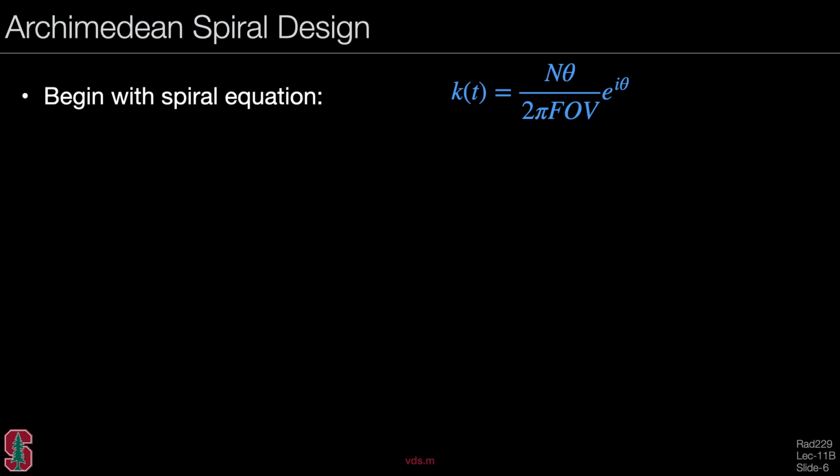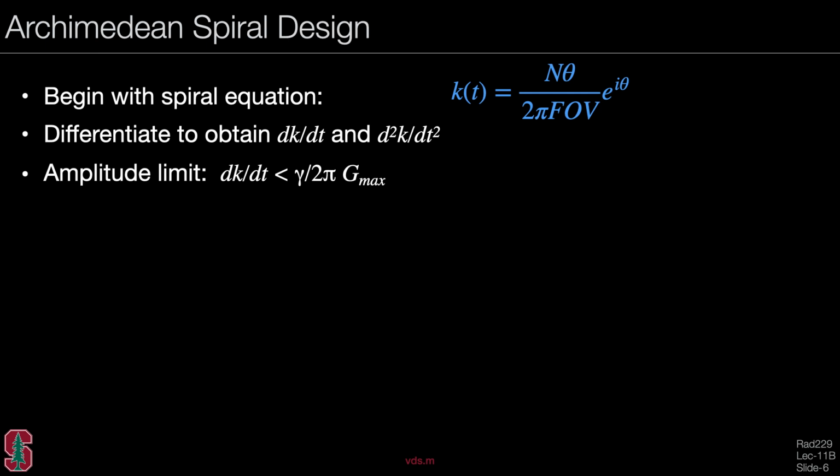So let's look at a sample design for an Archimedean spiral. We begin with the same equation. We can differentiate this equation to give us the first derivative and second derivative with respect to time. These will end up being written in terms of the gradient amplitude limit and the slew rate limit. From here, we can design the function theta of t to meet these constraints.